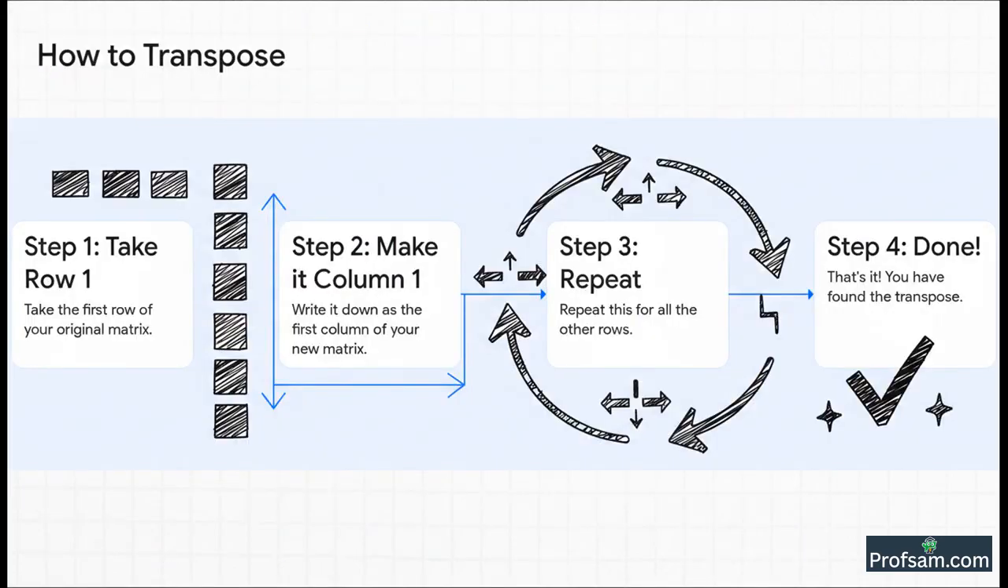And here's how you actually do it. It's literally just 4 simple steps. Step 1, you take the first row of your matrix. Step 2, you write that row down, but as the first column of your new matrix. Step 3, you just do the same thing for the second row, the third row, and so on. And that's it. It's a purely mechanical process. There is no chance of making a mistake.